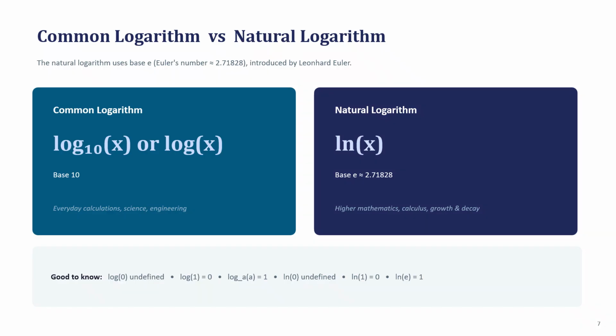Logarithms generally come in two main types, common logs and natural logs. Common logs use a base of 10 and are widely used for everyday calculations and general science. Natural logs, on the other hand, use the mathematical constant e as their base, where e is approximately 2.71828. We write natural logs as natural log of x, and they are highly important in advanced mathematics and calculus. And here are 2 quick facts to keep in mind. The log of 1 is always 0, and the log of 0 is completely undefined.